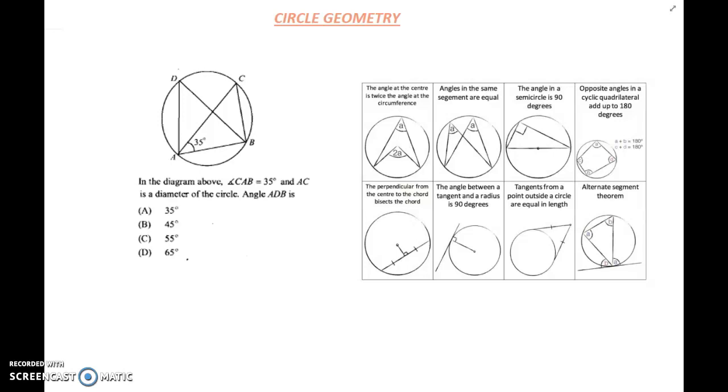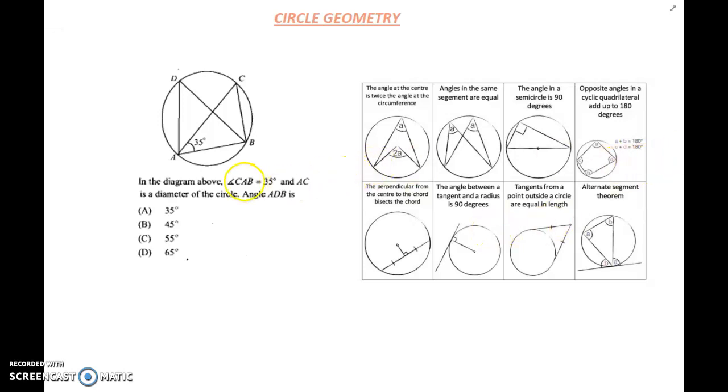Hi everyone, this is part 2 of this video. In part 1, I went through the circle geometry rules, which I have on the right hand side here in the box. Those 8 rules there we went through. So you can go back to that first video if you need to refresh your memory on those rules. Now, we're going straight to the question.